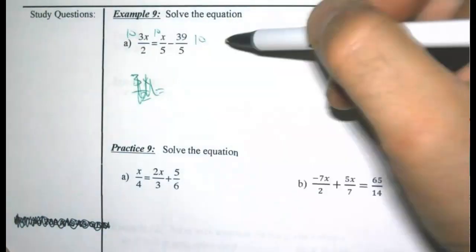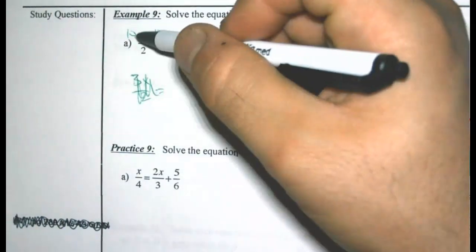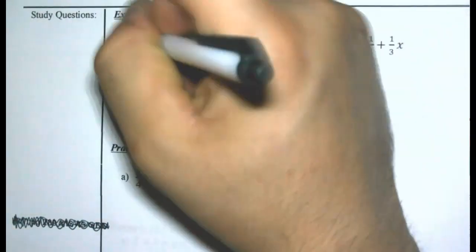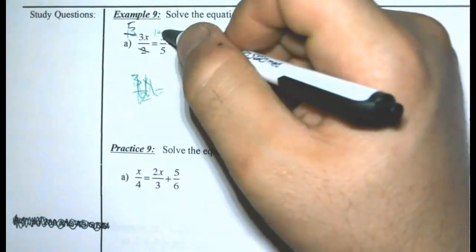So here, this is what I do. When I'm multiplying by the LCD, I actually take the LCD 10 divided by the denominator. So I get 10 divided by 2, I get 5, and then that 5 I multiply by the numerator. So my new equation, 5 times 3 is 15x. Again, my LCD is 10.